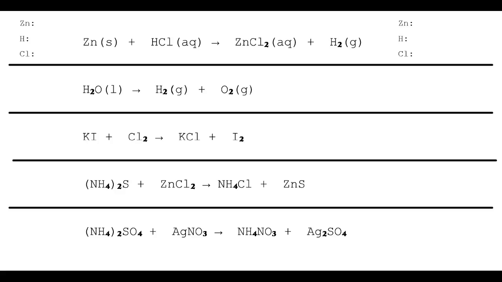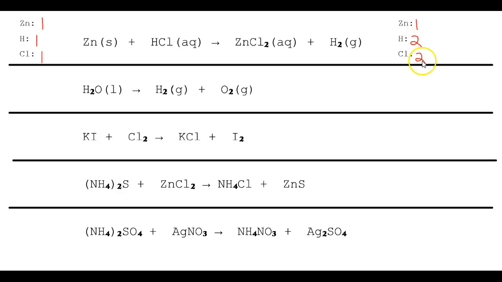In this video, we're going to go over some balancing equations. First one I got here is zinc plus hydrochloric acid makes zinc chloride and hydrogen gas. First thing I'm going to do is write how many I have on either side of the equation. So you'll see on the left, I have one each: one zinc, one hydrogen, one chlorine. On the right, one zinc, two hydrogen, two chlorines.